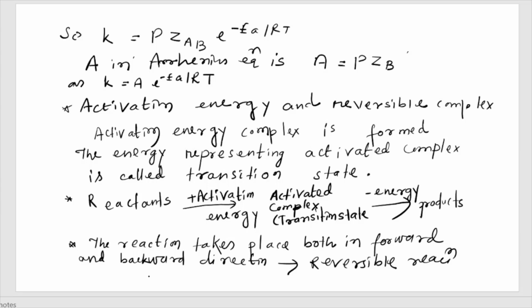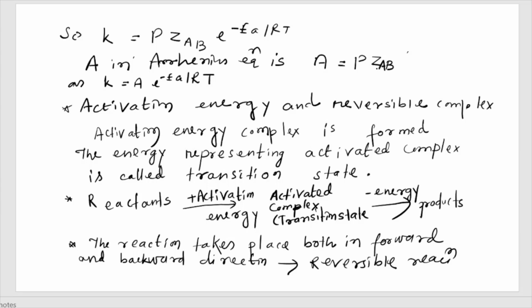Then A in the Arrhenius equation is equal to P Z. Instead of P Z_AB, because AB is a bimolecular reaction, here you should put AB. So A in the Arrhenius equation is A equal to P Z_AB. As we know, in the Arrhenius equation, K equals A e^(-Ea/RT). When you compare this equation, you can say A equals P Z_AB.